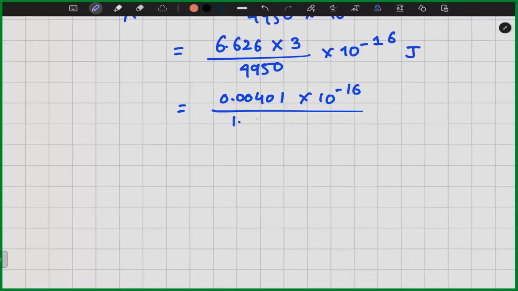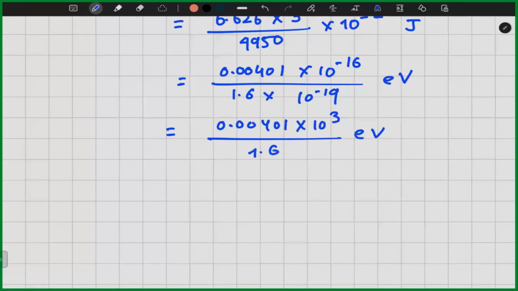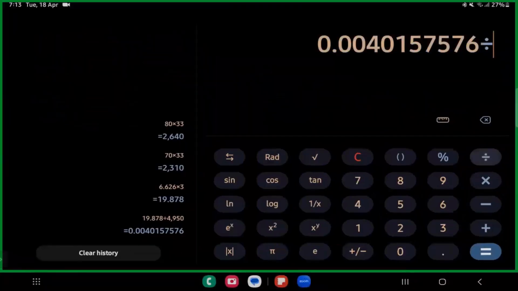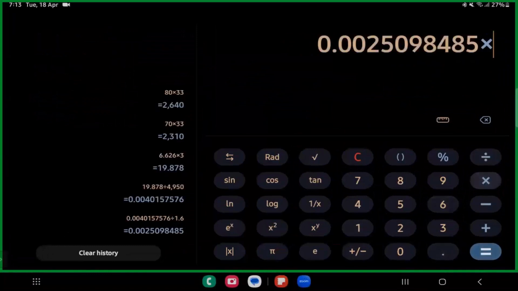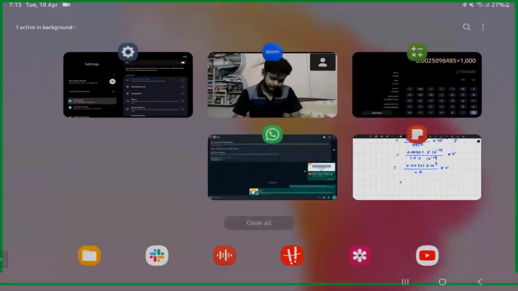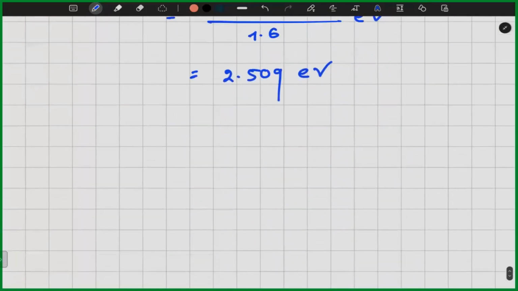Now if you want to convert joule into electron volt, then you can write 0.00401 into 10 to the power 3 divided by 1.6 electron volt. Divided by 1.6 into 10 to the power 3, means 1000, it will be 2.509 electron volt. So this is the energy of the photon.